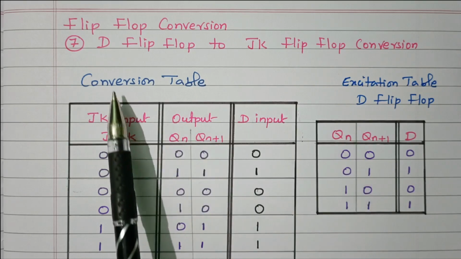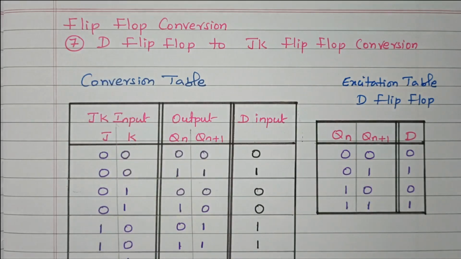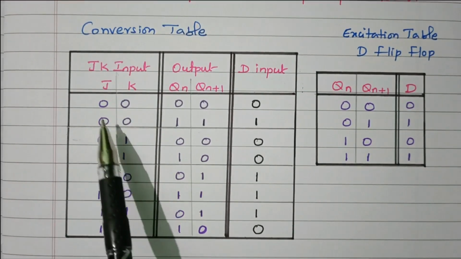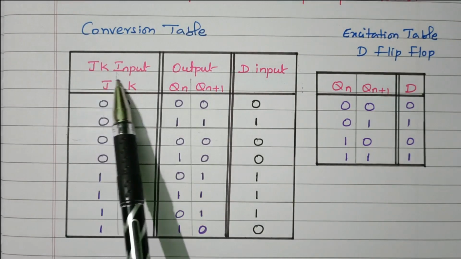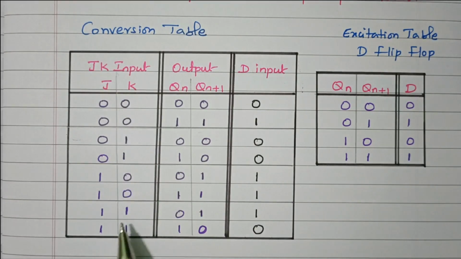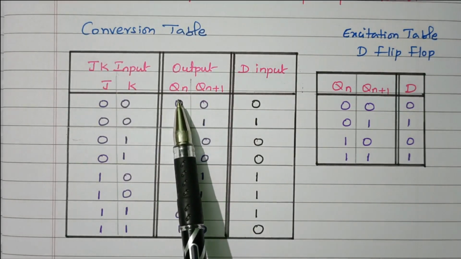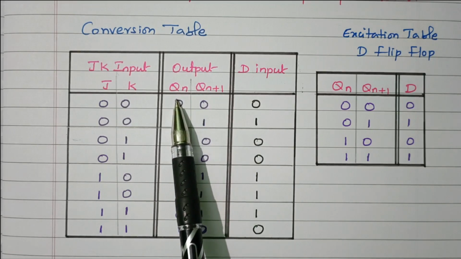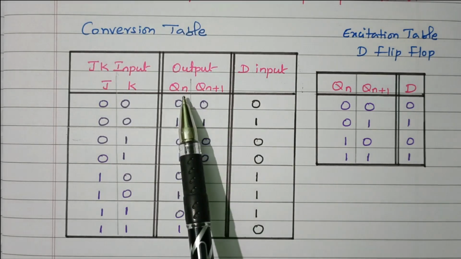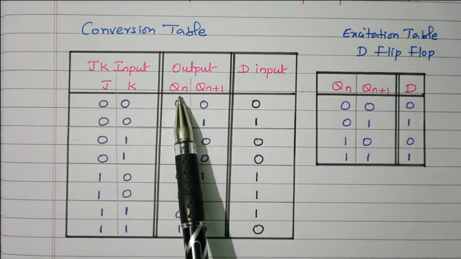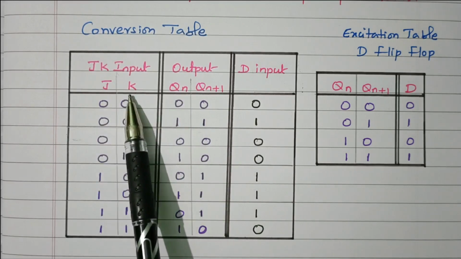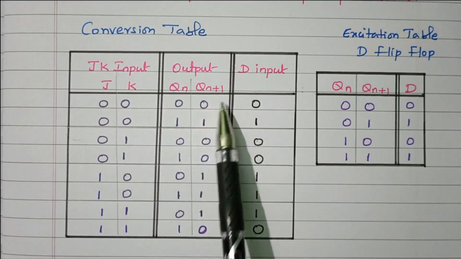Now we'll see how to convert a D flip-flop into a JK flip-flop. First you will see the conversion table. So we are going to convert a D flip-flop into a JK flip-flop. First you will see the truth table of the JK flip-flop. J and K, two inputs are available. Output, two states: present state Qn, next state Qn plus 1. Our next state output depends upon the present output Qn as well as the two inputs. So J, K and Qn will decide the Qn plus 1.